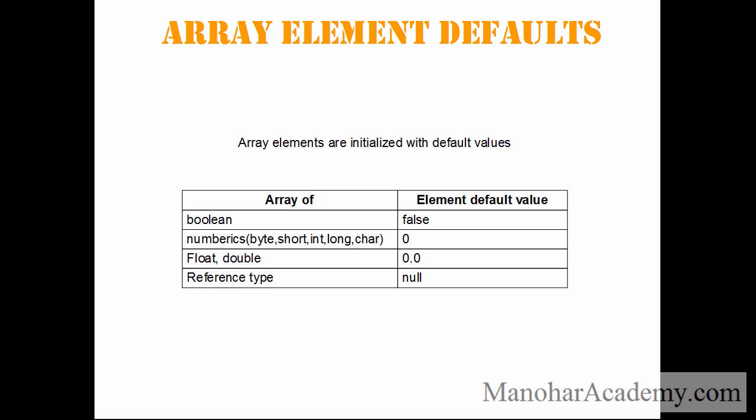If it is of any other type, reference type, like if it is an array of strings or if it is an array of date, then all the elements will have a value of null. They won't be pointing to any string object or date object. They will be pointing to null.